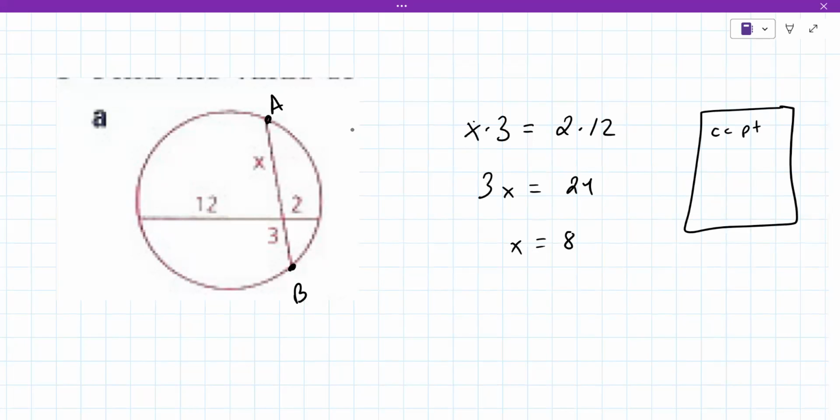All right, now the other thing it might ask for is the length of AB. That could be another question that it might ask. So something to think about. Just say the length of AB is 11. Yes. Okay.